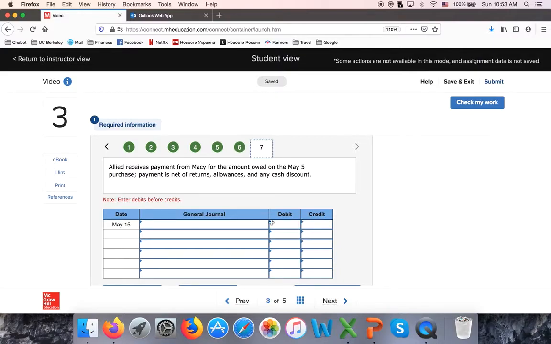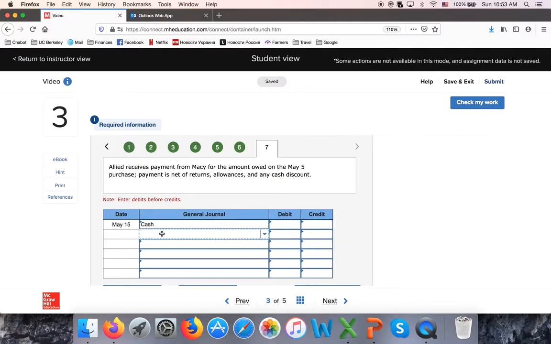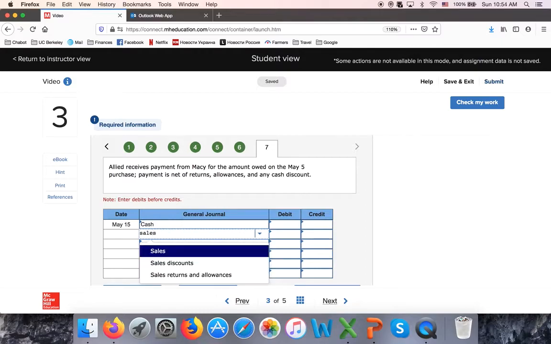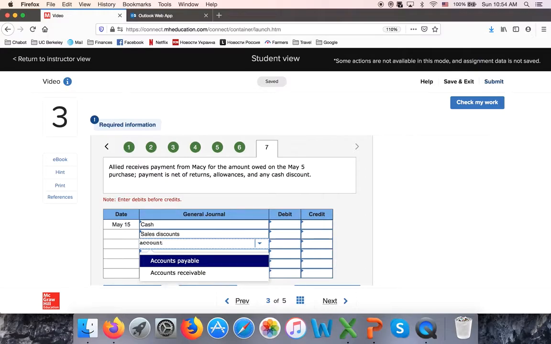The last one, we received the payment that they owed us on May 5th. So this journal transaction to record the cash payment can get a little complicated. Let's put the accounts first. I'm going to collect cash. Cash will be debit. I'm going to give a discount. So it was May 5th, 2/10. So if they pay me up until May 15th, and they're paying on May 15th, I will have to give them a sales discount, and I'm going to credit accounts receivable.